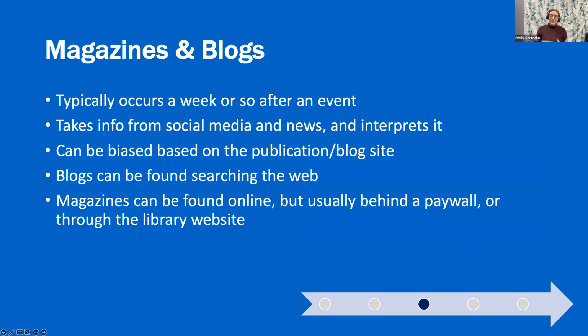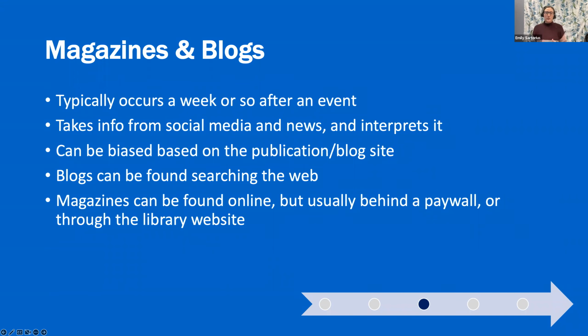The third stage of the information timeline is magazines and blogs. These types of resources begin to appear about a week or so after the event. Magazines and blogs take information from social media and news reports and interpret the current event. So it's not just factual information, there's some interpretation going on in these magazines and blog posts. These kinds of resources can be biased depending on the publication, the blog website, and the author. So there's definitely some bias you have to look out for with these interpretations of the event.